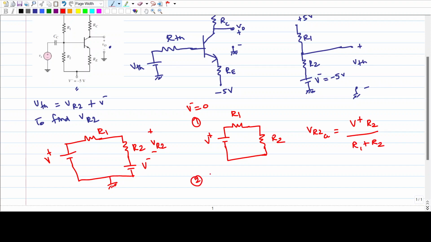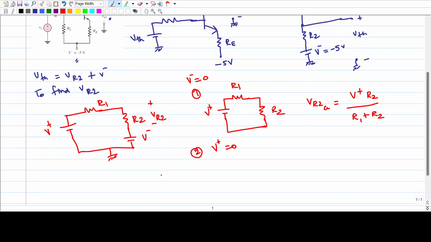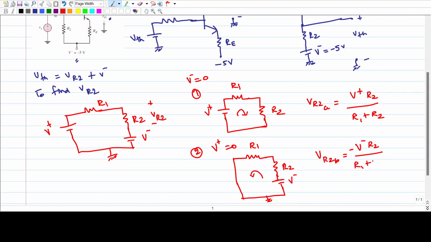Now the second thing is I will make this V plus to be 0. So the circuit will look like R1, R2 and V minus, and this is ground. Now if you see here, the direction of current from here to here is opposite. So what is VR2B? It is minus of V minus, times R2 divided by R1 plus R2.